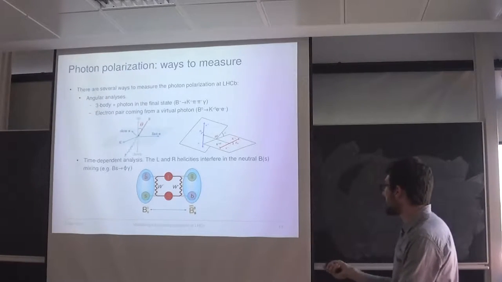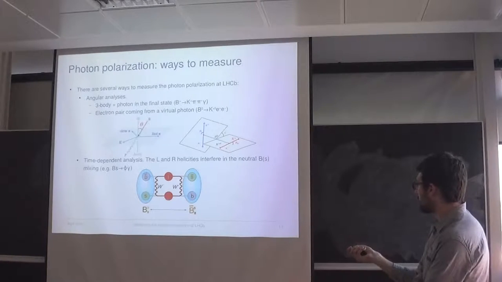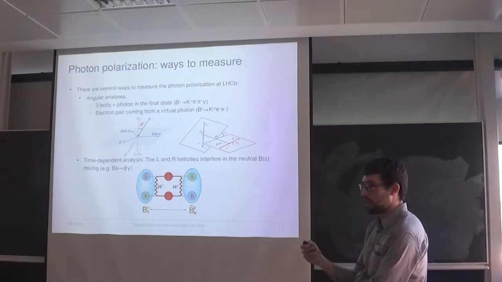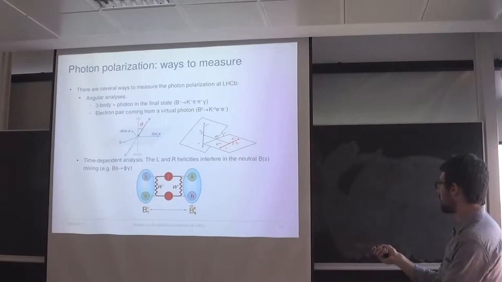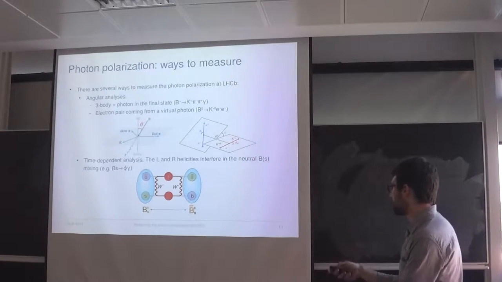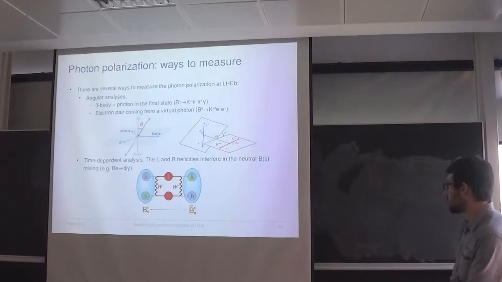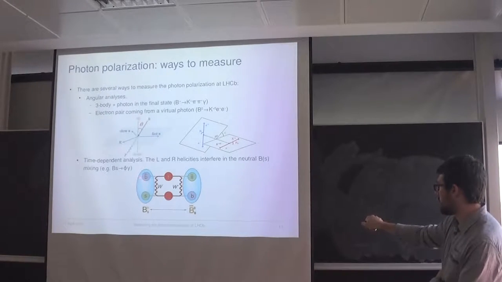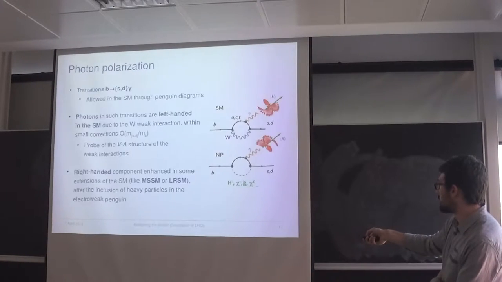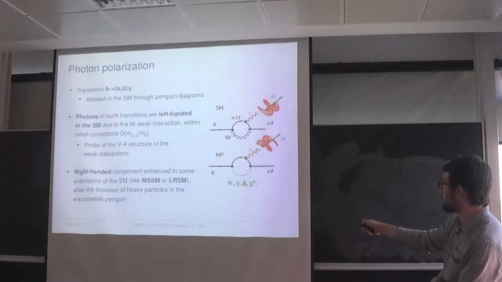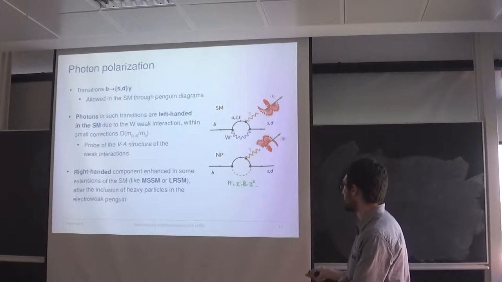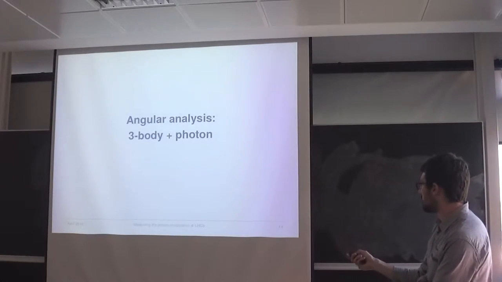And the time-dependent analysis, we can do this because the L and R helicities interfere in the neutral B_s mixing, for example, in this channel. As you can see here, you have a B bar and a B, but in the vertex, if you have left-handed for the B, you will have right-handed for the B bar also.